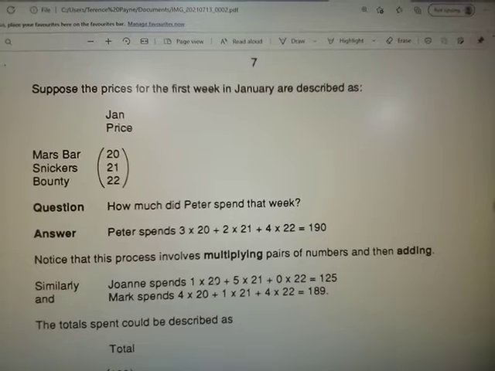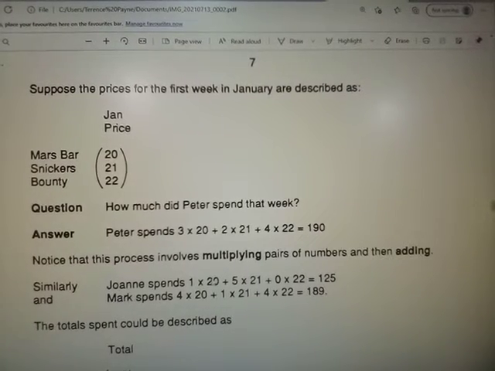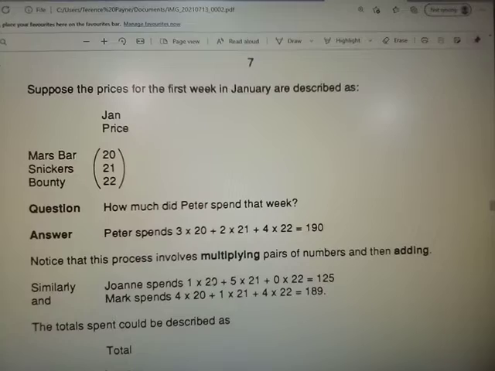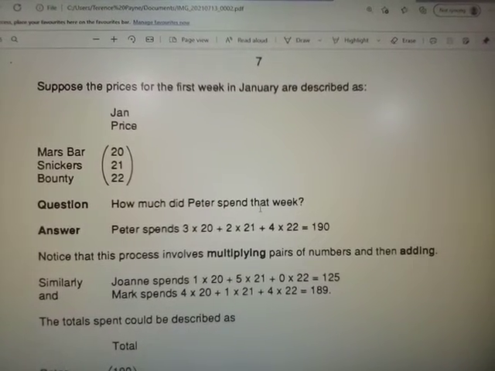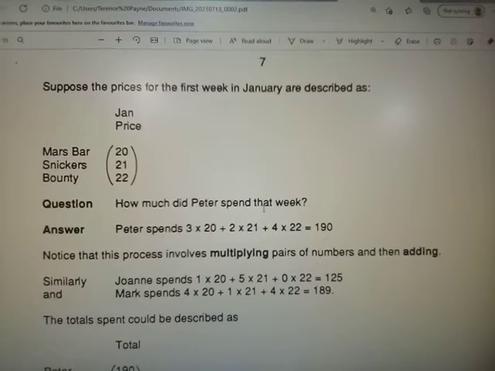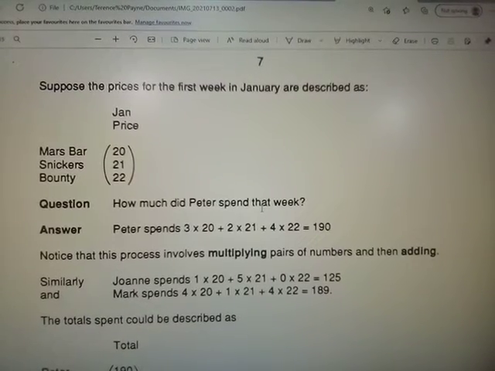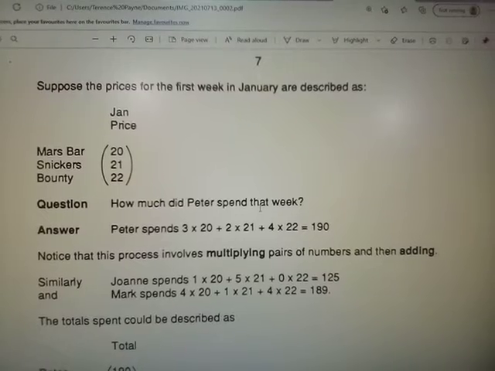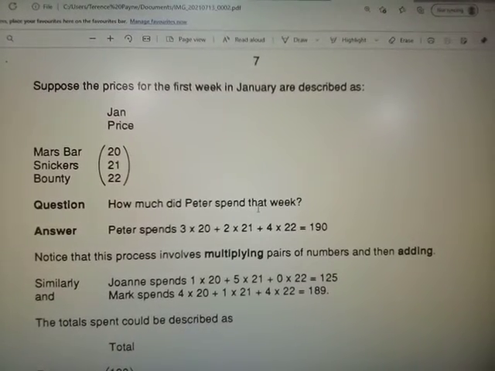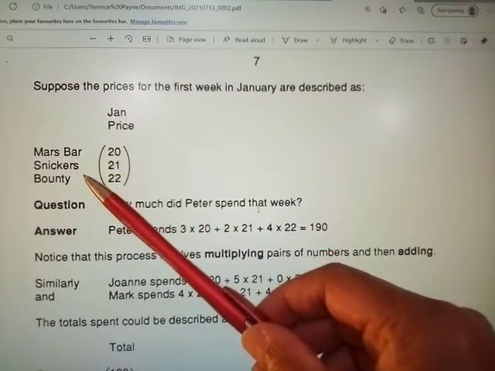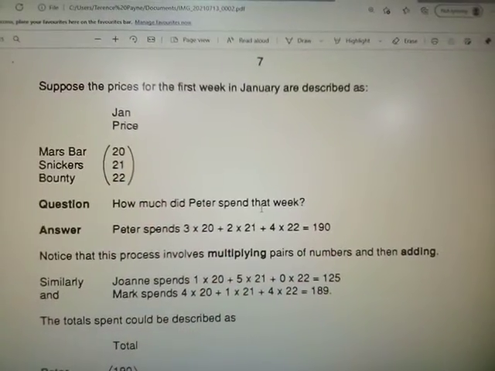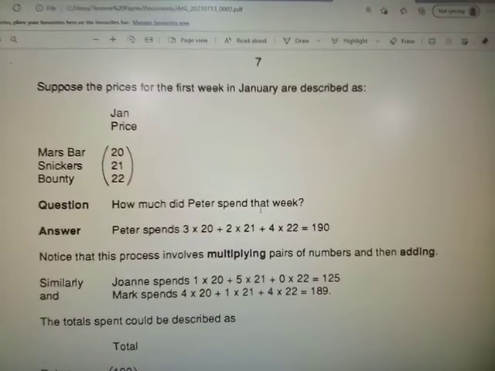Answer: Peter spends 3 times 20 plus 2 times 21 plus 4 times 22 equals 190. Notice that this process involves multiplying pairs of numbers and then adding. And you can see here that that is where we get our numbers from, where Peter.